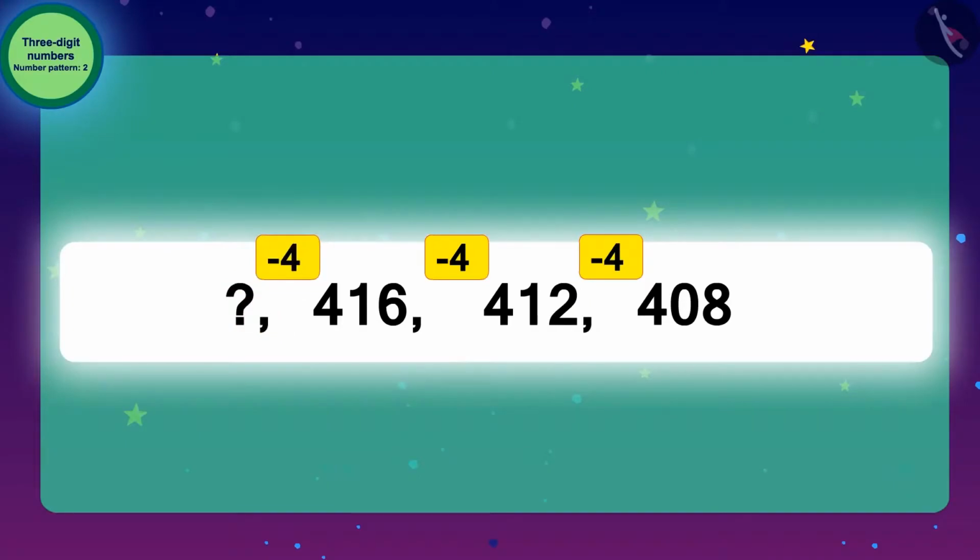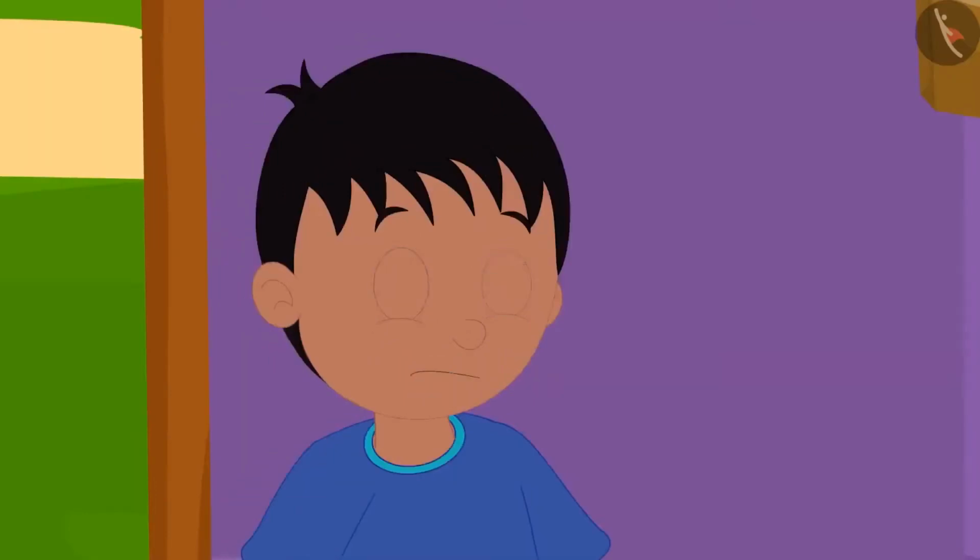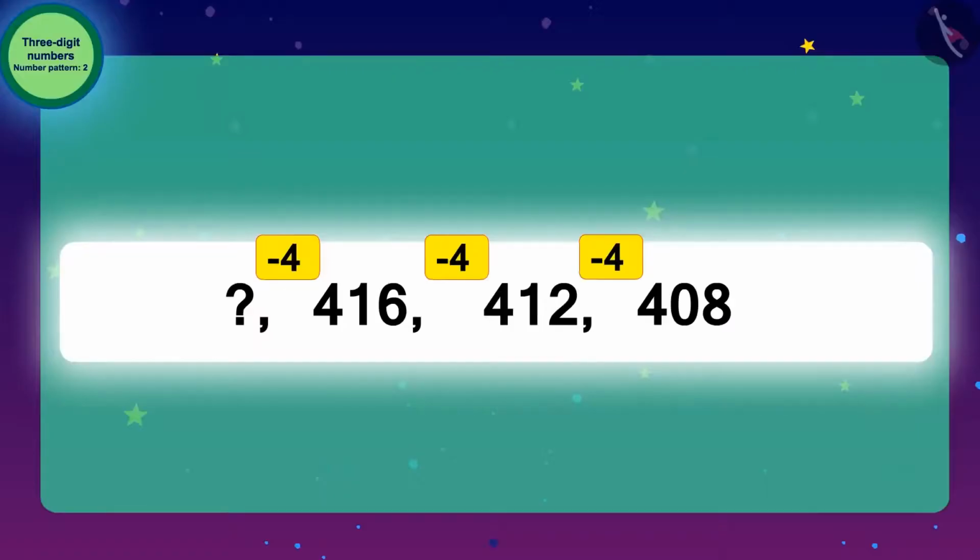The pattern is ready for this number pattern. Now can you find the number which will result in 416 on subtracting 4 from it? Oh, it is very difficult. Oh no, son. If we add 4 to 416, then we will easily find the first number of this pattern. So the answer to our code is to add 4 to 416. That is 420.